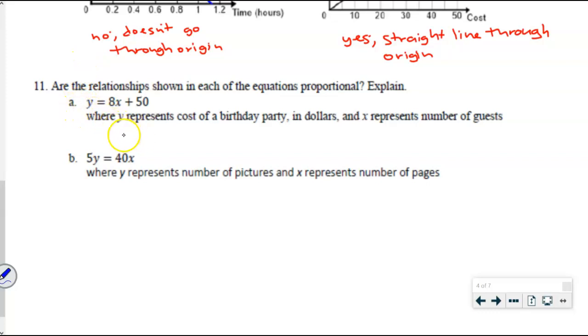11A, is it proportional? No. Easy, right? This is almost no brain power. We see that we're adding. So that's an easy answer. No, we're adding in the equation.